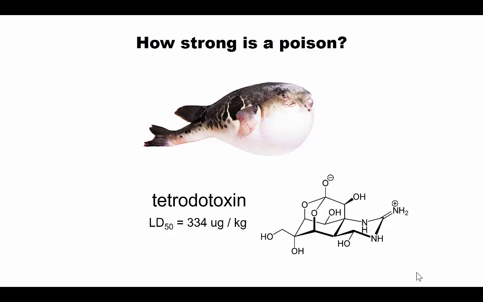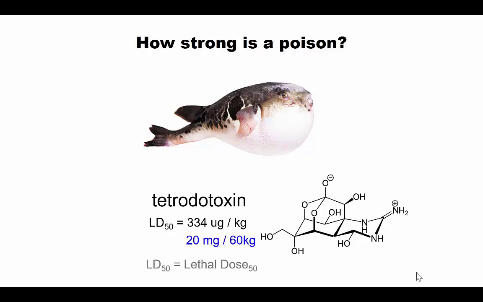1 kilogram is not a really realistic number we can easily understand. So if I convert this to 60 kilograms, let's say the weight of an average adult man, then this is approximately 20 milligrams. That means if you take 20 milligrams of this tetrodotoxin, then half of us may die. 20 milligrams is quite a small amount, and this material is quite toxic.